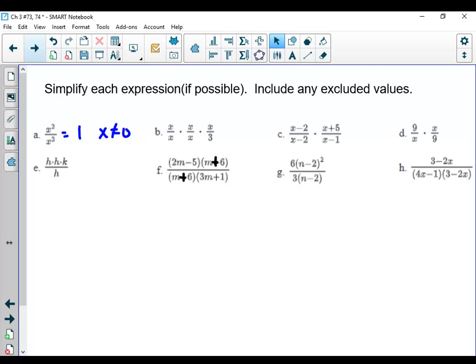You can just cancel them out, because n minus 2 squared over n minus 2 is... Okay, a couple more minutes and we'll talk about what you came up with here.